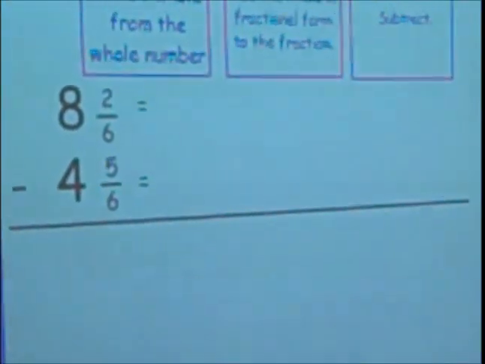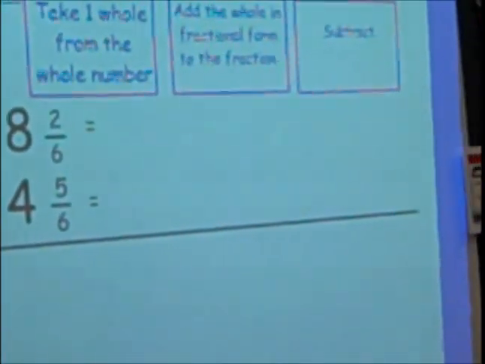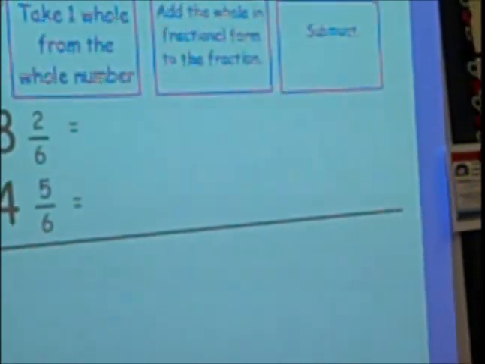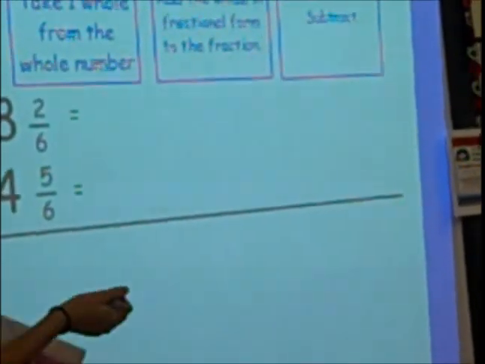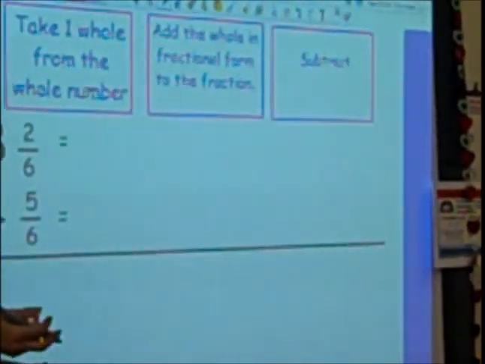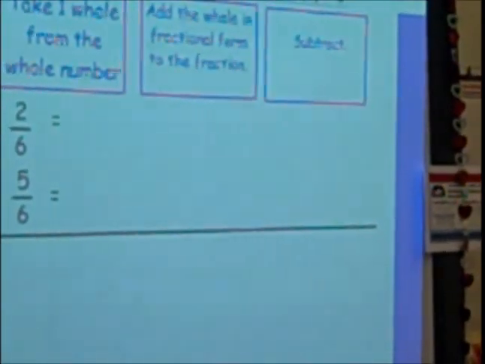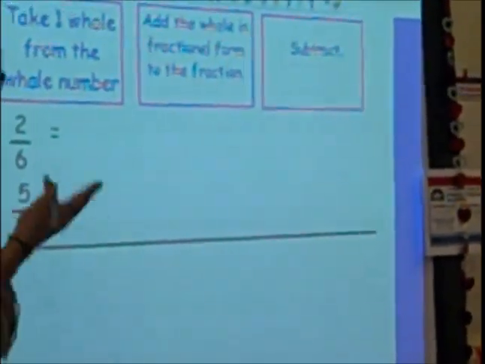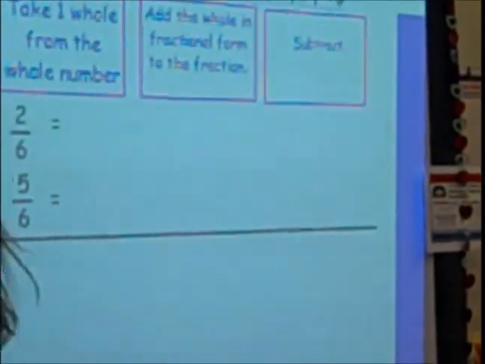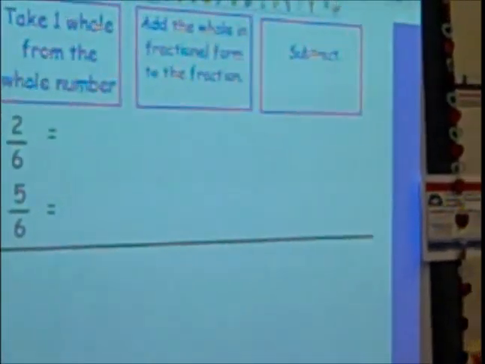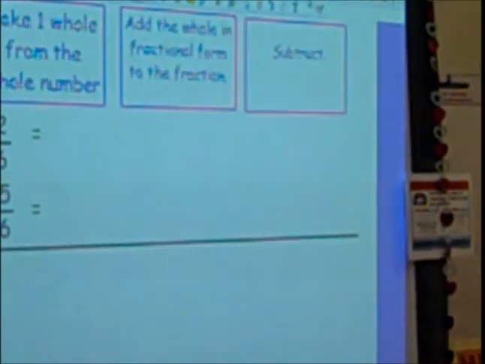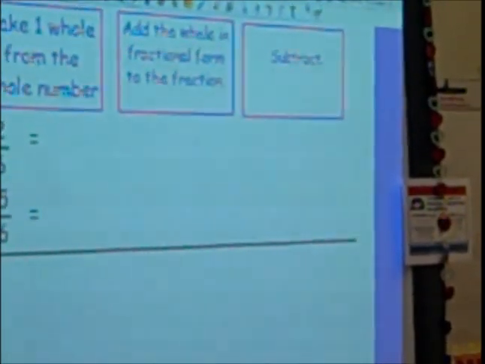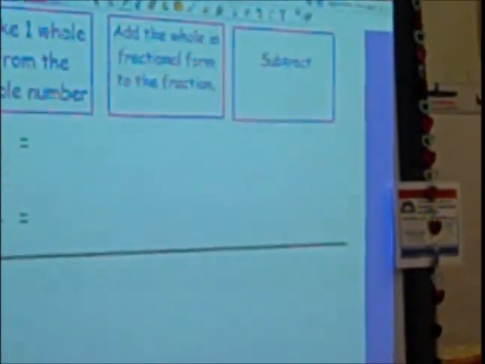For the next one, I want to do this one with you just because it is newer. We're doing the regrouping, but it's a little different. In this case, if we take away a whole, our whole here is 6/6. Last time our whole was 4/4. So the big struggle is going to be to get the kids out of the habit of taking away one and adding it to the next column. That's not what we're doing, it's not a 10.